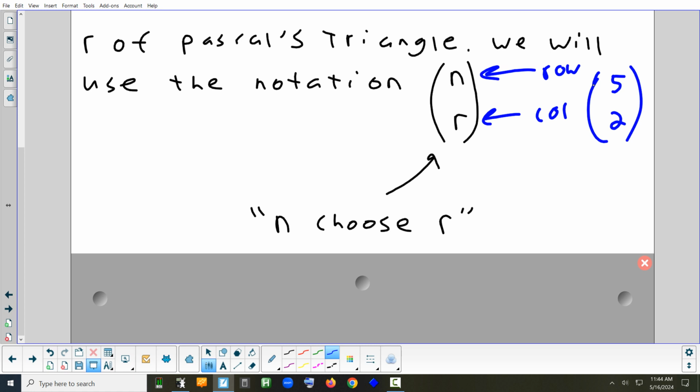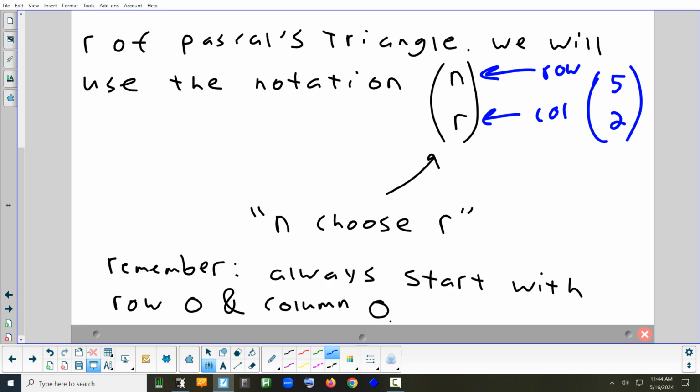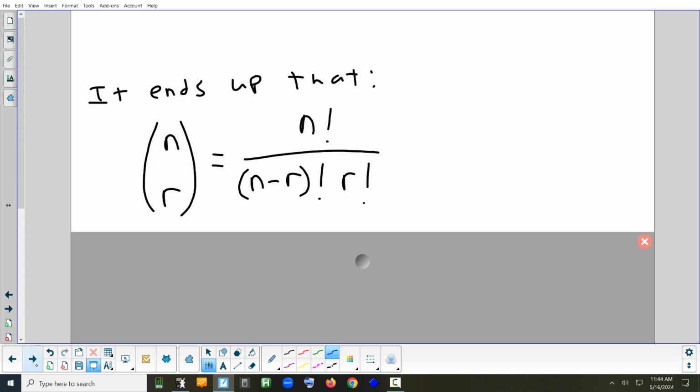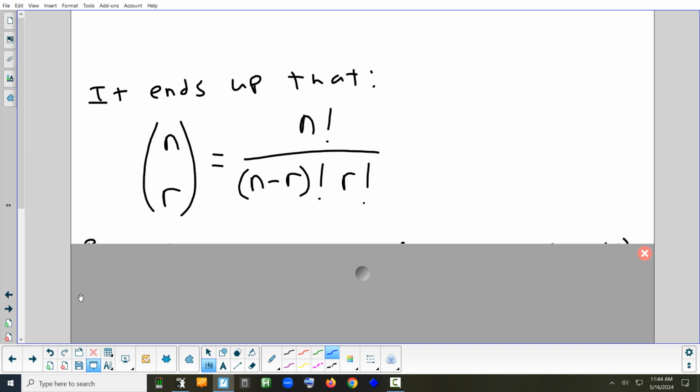So we're not going to get into probability, but if we did, we'd be coming back to Pascal's triangle again. Remember, you're always starting with row 0, column 0. We're not going to go through the whole proof of this, but that is the formula for calculating any number in Pascal's triangle. It's n factorial over n minus r factorial times r factorial.